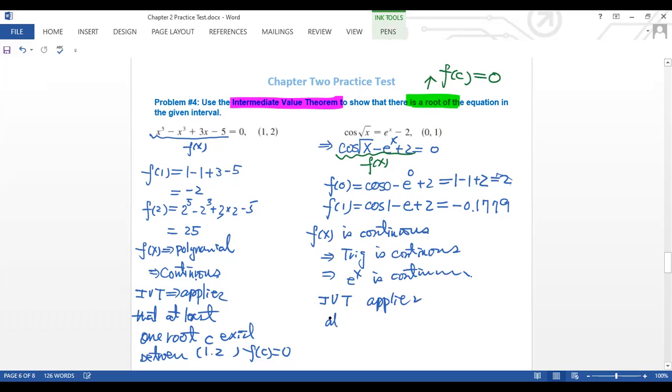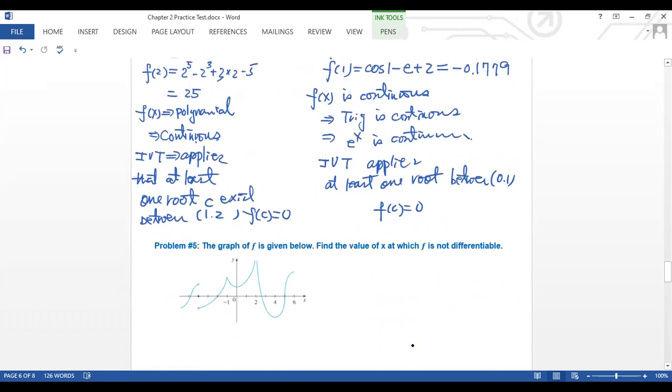So at least one root exists, right? So between 0 and 1, such that f of c equals 0. So that's the intermediate value theorem. Make sure we do understand the conditions, right? There has to be continuous, and one side is positive, one side is negative, right?